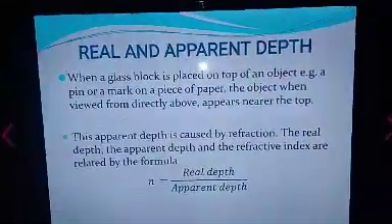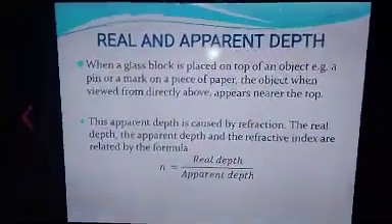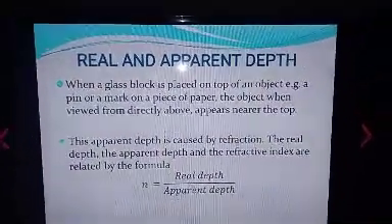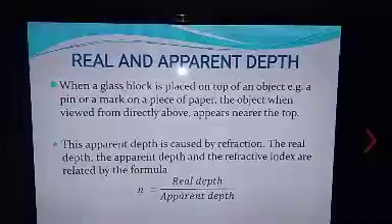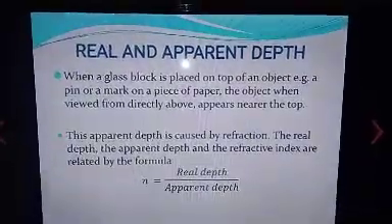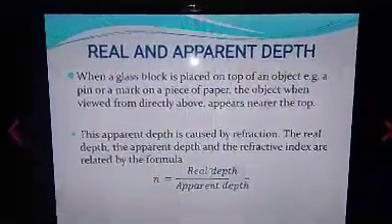Now, the raised length from that glass block is what we call the apparent depth, while the original thickness of the block is what we can consider as the real depth. The real depth, the apparent depth, and the refractive index are related by the equation n equals real depth over apparent depth.